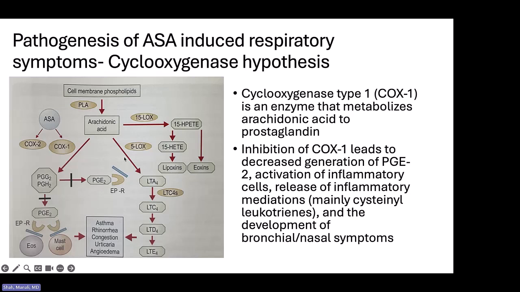PGE2 also inhibits the 5-lipoxygenase pathway. 5-lipoxygenase is an enzyme that takes arachidonic acid and converts it into leukotrienes. So if you have decreased PGE2 from COX-1 inhibition, you won't be able to inhibit this pathway as well. You'll have increased production of leukotrienes, which is what really causes the symptoms of asthma, rhinorrhea, and congestion as well.